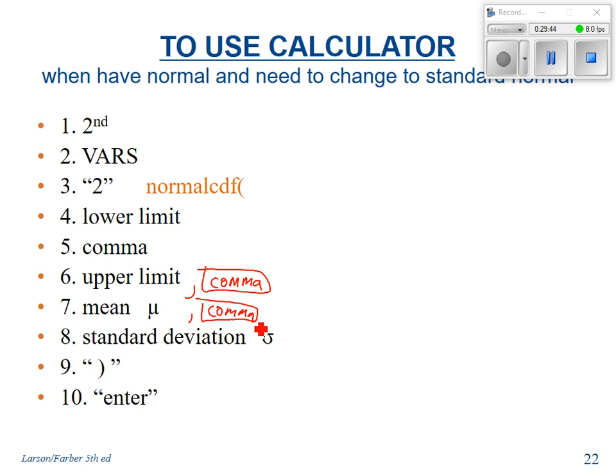Now, if you're using the chart, then you have to change everything into z-scores. So if you don't have a calculator, and you're not going to bother to try to find one, then you have to change each thing into z-scores, because the only thing that the chart gives us are z-scores.